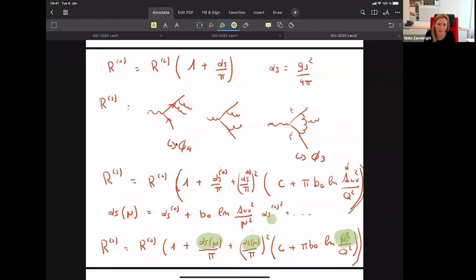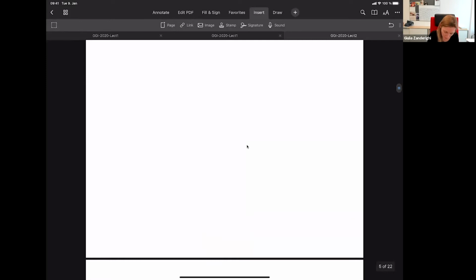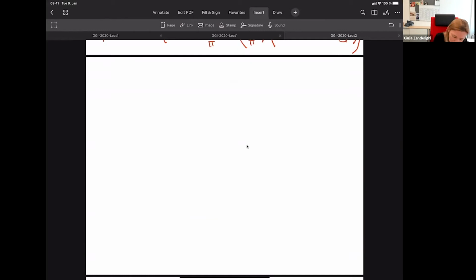So the renormalization of the coupling introduces this scale dependent coupling. And we parametrize the scale dependence. So some of the fundamental quantities becomes how the coupling depends on the scale. And this is encoded in what we call the beta function.